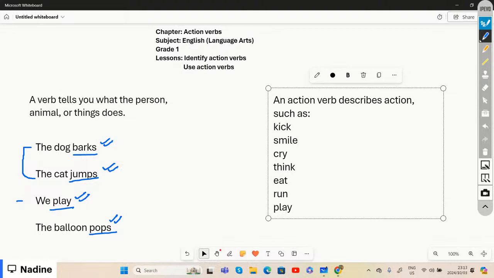And an action verb, like we said, describes action, where you're doing something. If you're playing outside and playing with your ball, you kick the ball. Kicking is the action. It's something that you're doing with your legs. Kick, smile, cry, think, eat, run, and play. Those are but a few examples of action verbs that describe action. It tells us what the person, animal, or thing does.